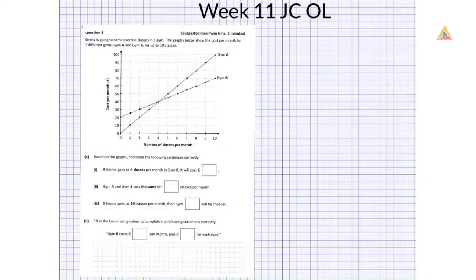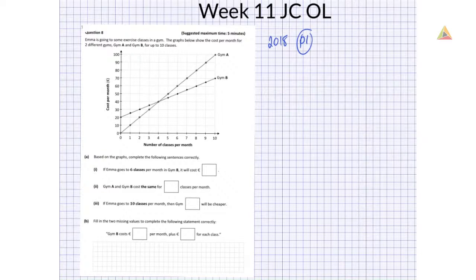So I've taken this from paper 1, 2018, and it's question 8. Emma is going to some exercise classes in a gym. The graphs below show the cost per month of 2 different gyms, Gym A and Gym B, for up to 10 classes. Based on the graphs, complete the following sentences correctly. If Emma goes to 6 classes per month in Gym B, it will cost how much euro?